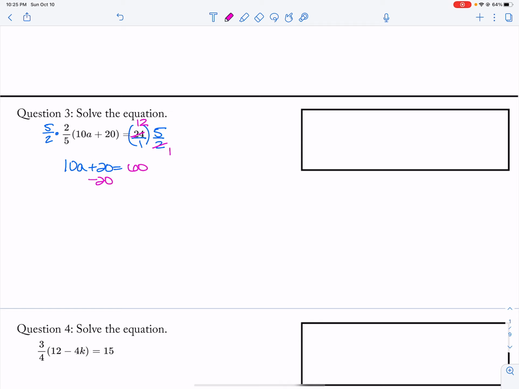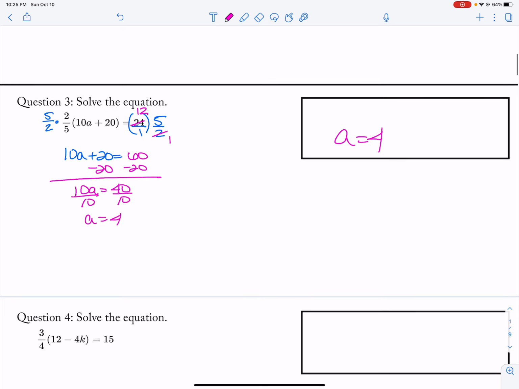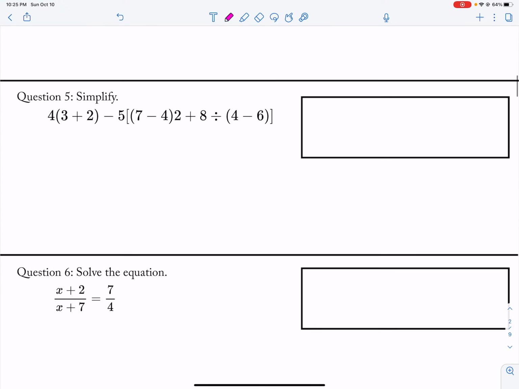So then I subtract 20 from both sides, and I get 10a is equal to 40. Divide both sides by 10, and I get a is equal to 4. If you were to distribute, you would get the same answer.